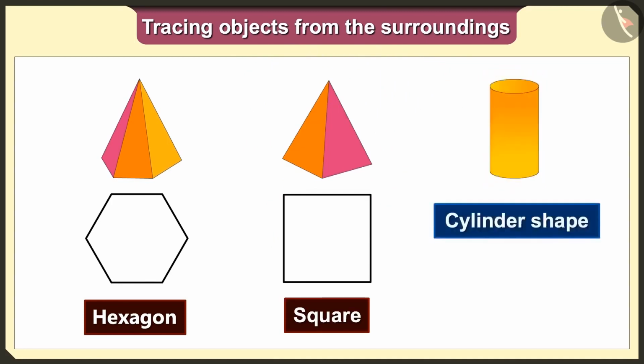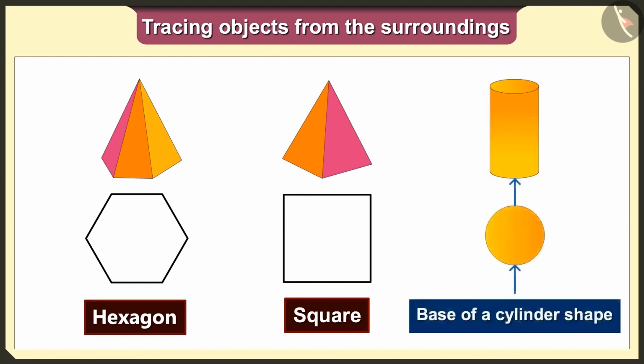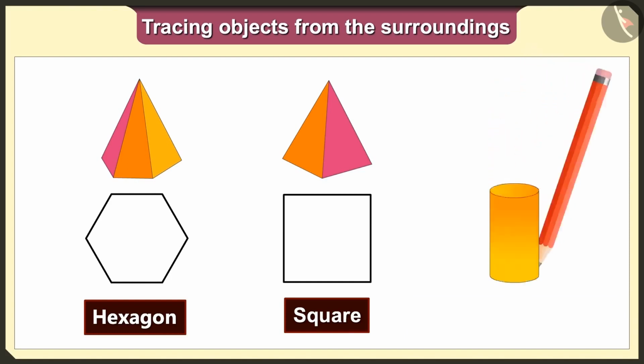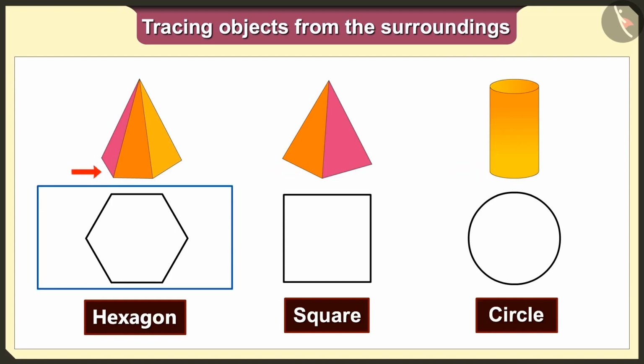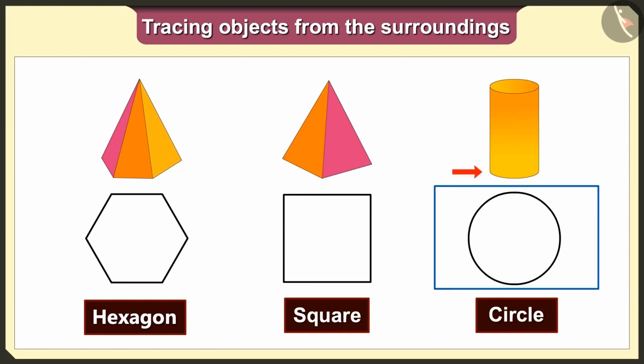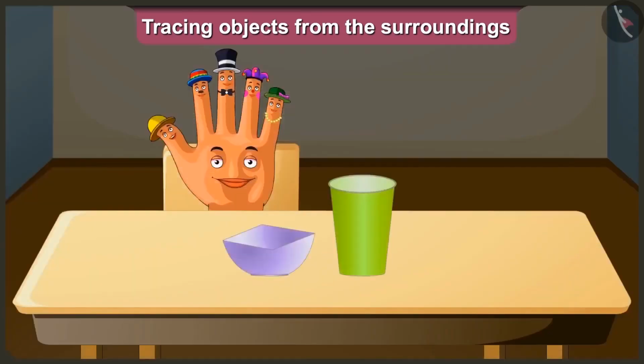Look, this is a cylindrical shape. The base of a cylinder shape is a circle. So we will get a circle shape when we trace the cylinder shape. Yes, so when we trace these solid shapes, we will get the shapes hexagon, square and circle according to their bases. Now let's look at another example.